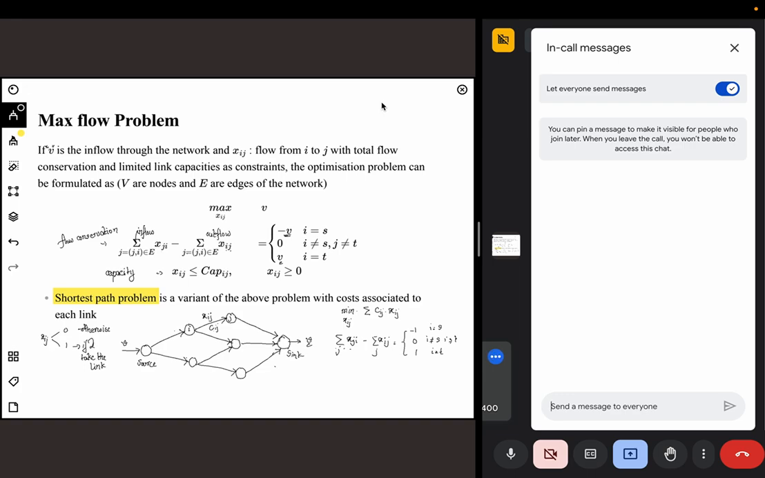If we define it in the way that I have written here, then at the source node, what will happen? You don't have any edges joining into this one, right? So this value will eventually go to 0. The summation of all the outgoing values will be v. So this will be 0 minus v, which is minus v when I is equal to s.